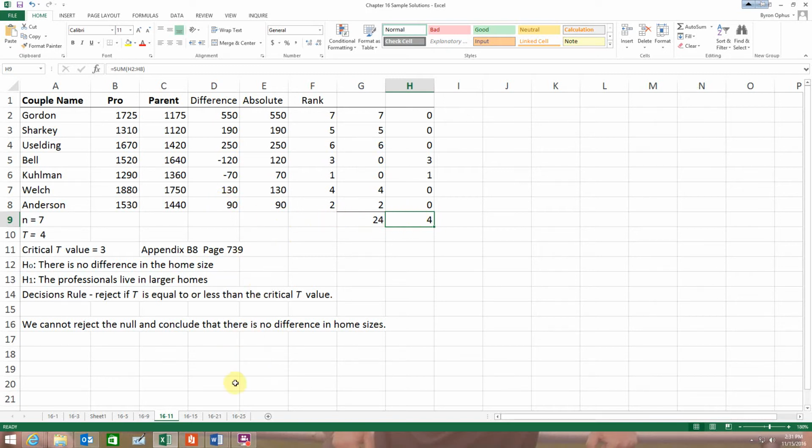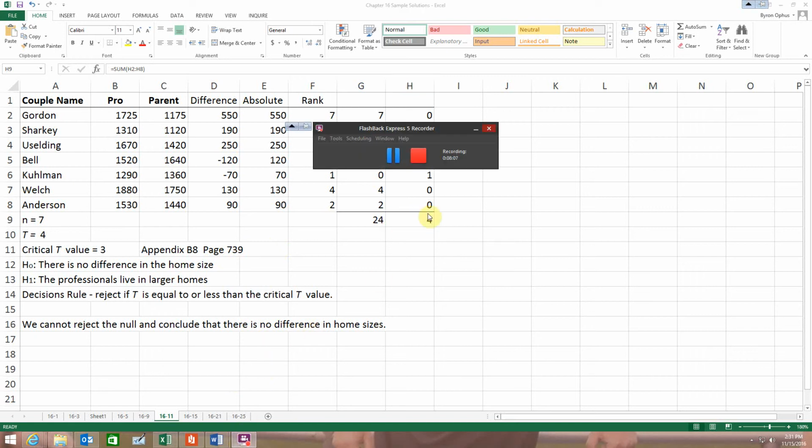So yeah, it may not be the most accurate, but in bigger data sets, I think you guys might find that it does make a difference. So there you have 16-12.